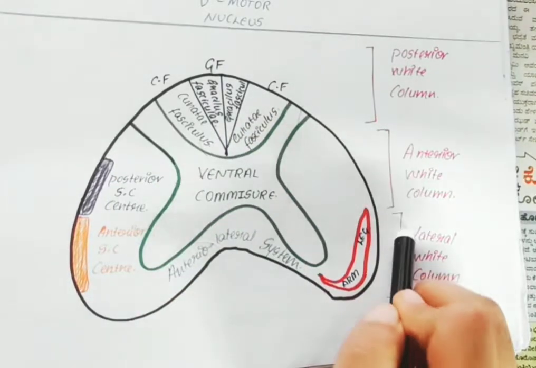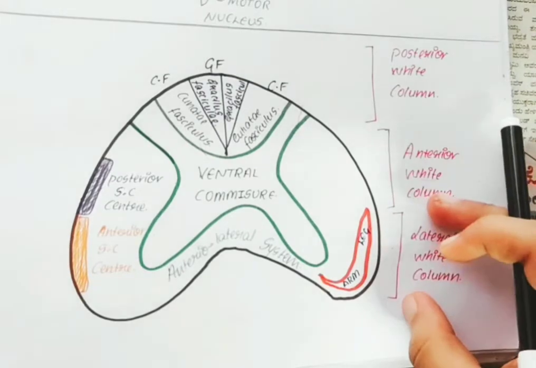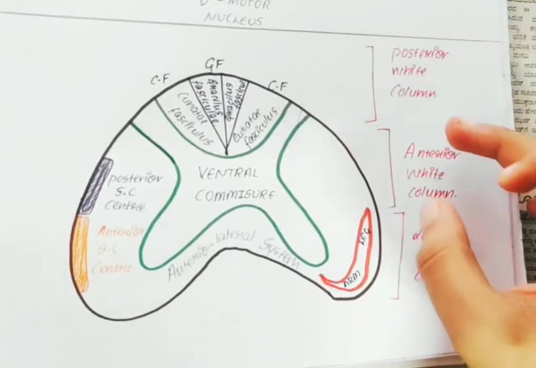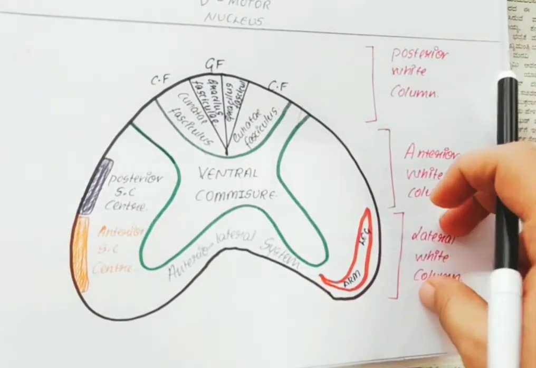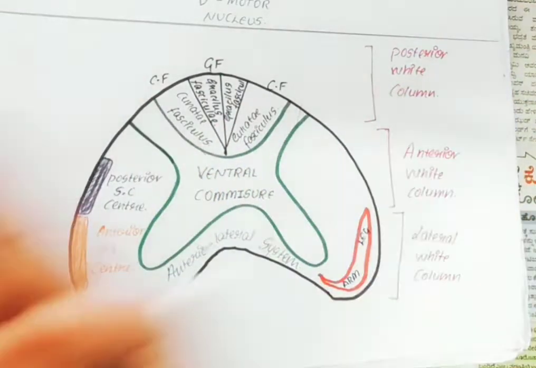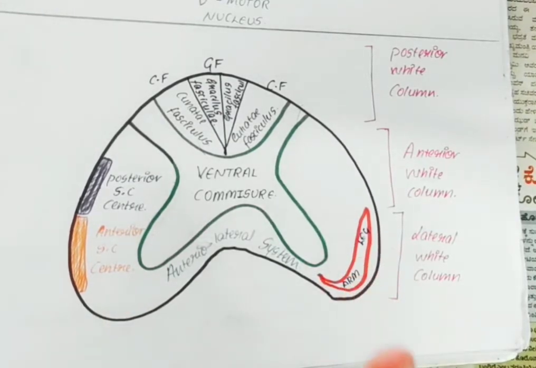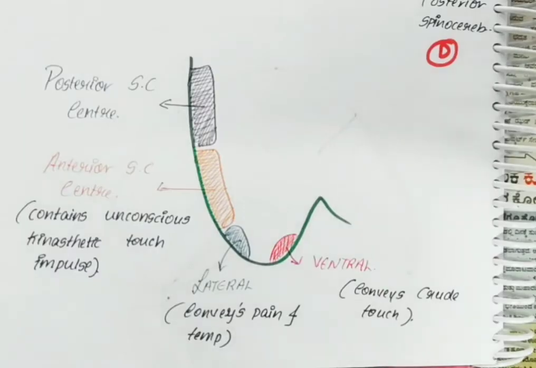In the diagram you can also see the posterior white column, anterior white column, and lateral white column. It is named so because we are seeing the cross section of the spinal cord on the ventral side. So this is the second diagram. Now we'll look at the third diagram. So this is the third diagram.